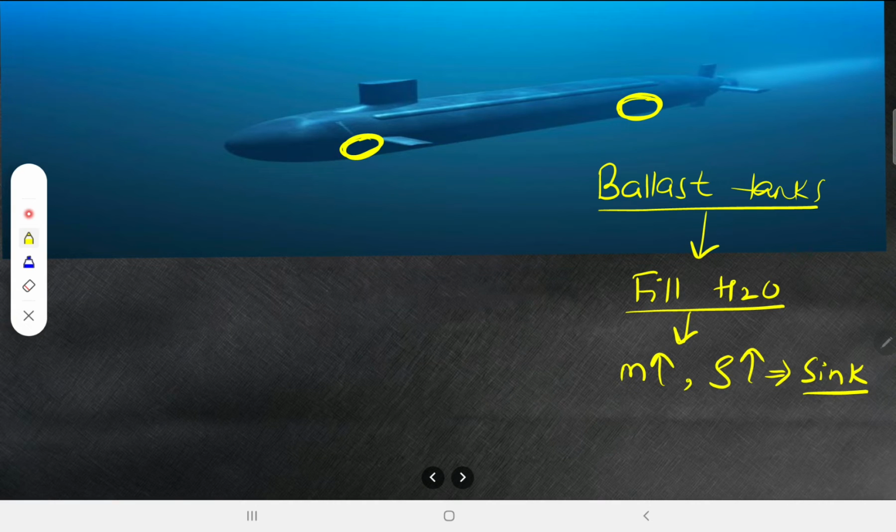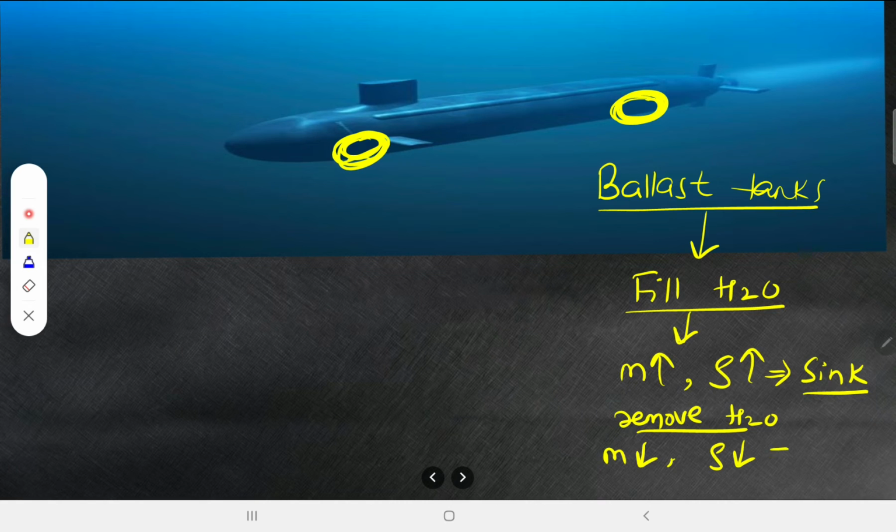Now that will be controlled, right? Now when you remove this water from the tank, we have two big tanks, one in the front and one in the back. This will be maintained by the submarine engineers. If you remove the water, what will happen? Mass will decrease, then density will decrease, and then definitely it is going to float. All right, I hope it is getting clear.